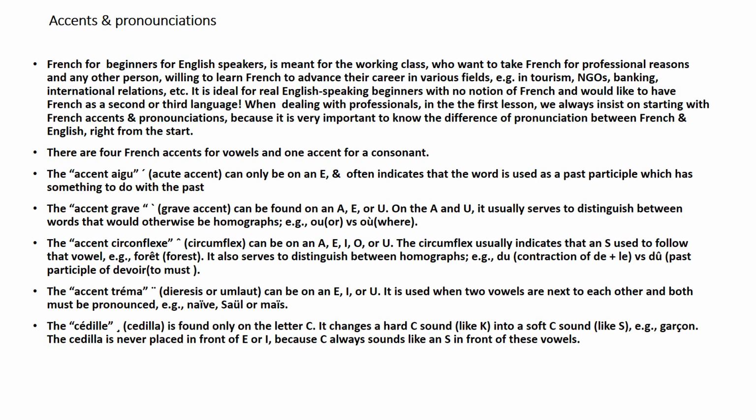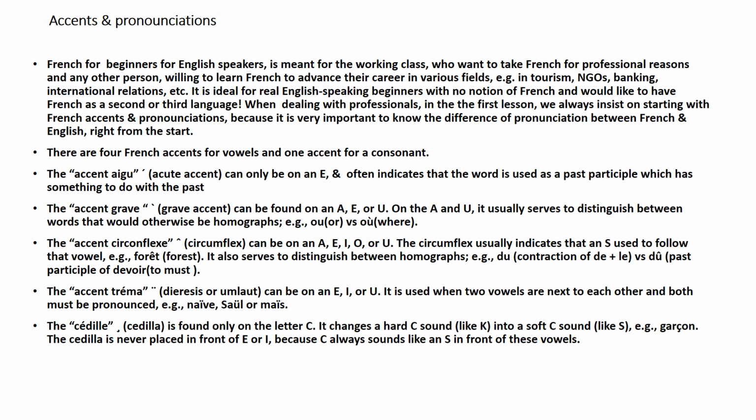1. The accent aigu, acute accent, can only be on an E and often indicates that the word is used as a past participle, which has something to do with the past. 2. The accent grave, grave accent, can be found on an A, E, or U. On the A and U, it usually serves to distinguish between words that would otherwise be homographs, e.g. OU, which means or, versus OÙ with the accent, which means where.